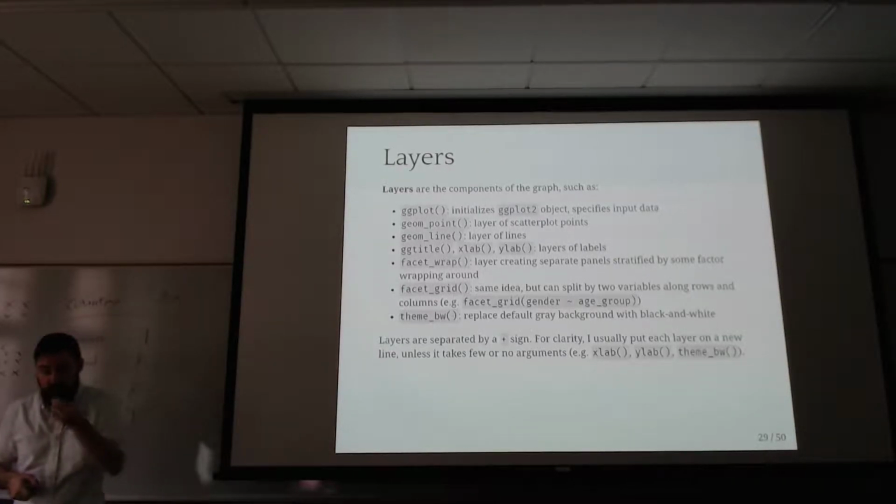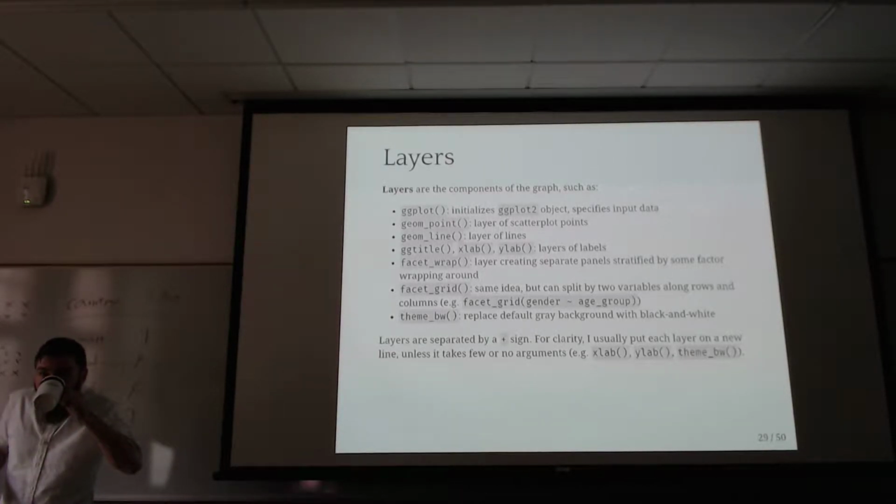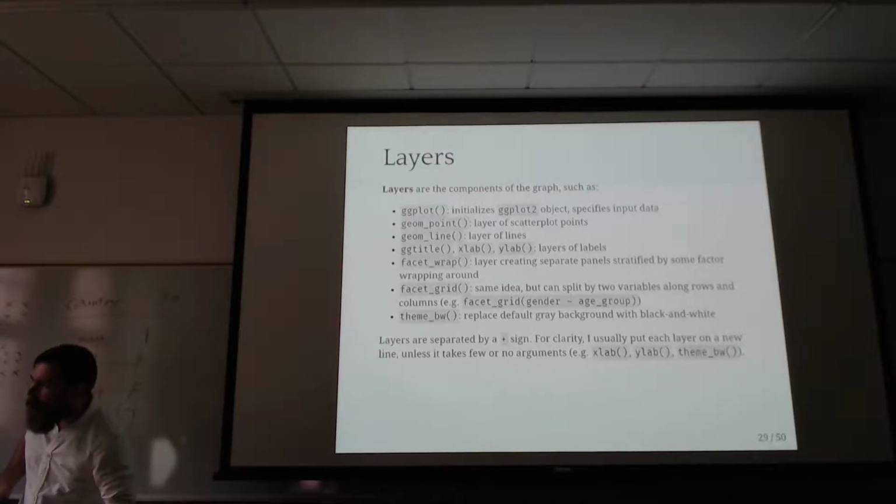Yeah? Is there a way to access a list of the variety of different things that exist, for all the themes?